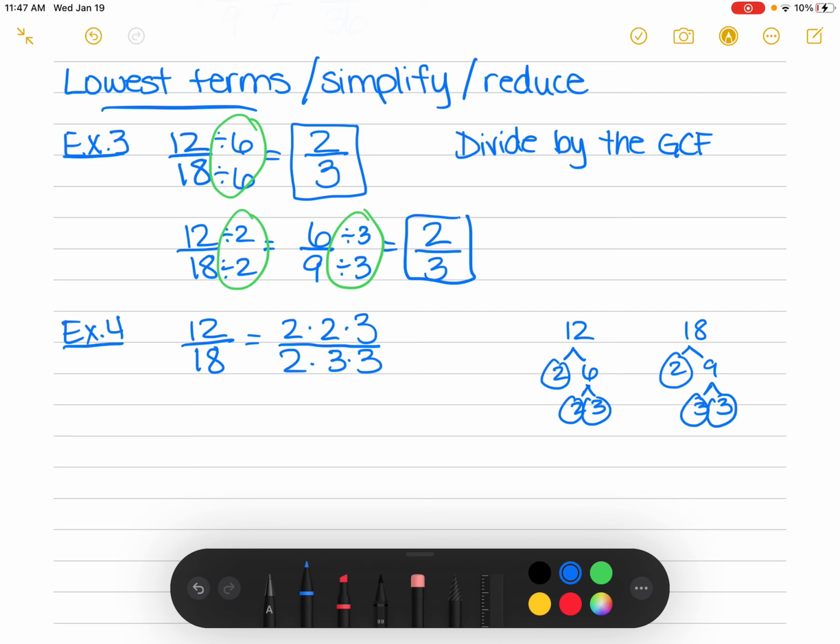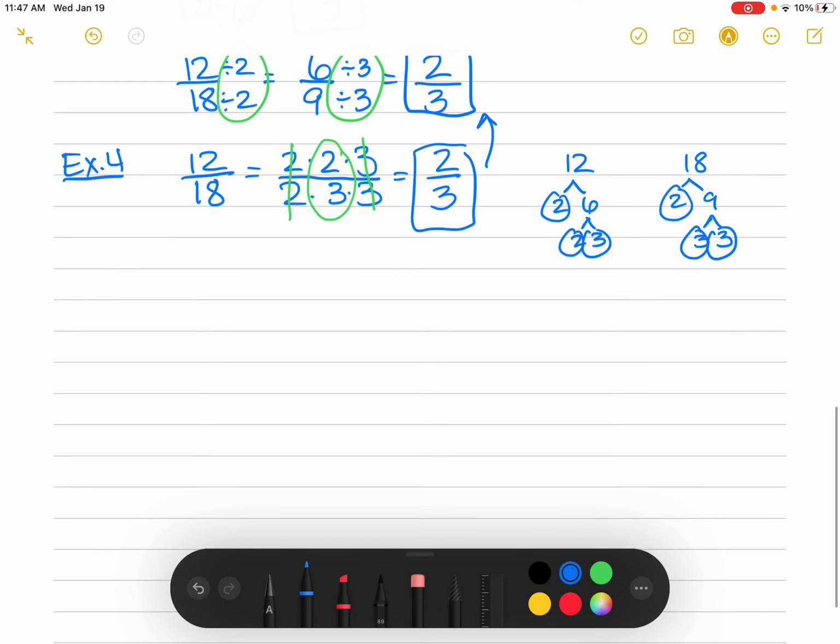Okay, and then the trick on this one is we are going to cross out. So remember when we were trying to find GCF, we would circle. We're not going to circle. We're going to cross out the ones they have in common. So those 2 cross out, and these 3s cross out. And do you see what we have left? Yep, the answer of the lowest terms, which is 2/3. So the same thing we got up here. Okay? Okay, so I'm going to do one more for you on this second type.